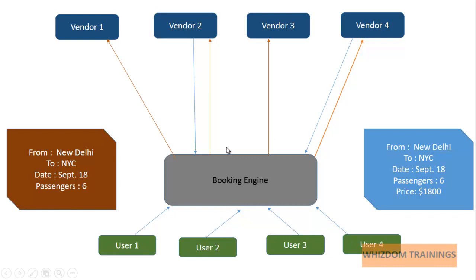The information that went from this booking engine to these vendors is known as the request. So this information that went to these vendors is the request, and what we received against that request is the response. So vendor 2 and vendor 4 sent us a response. This is a very basic example.